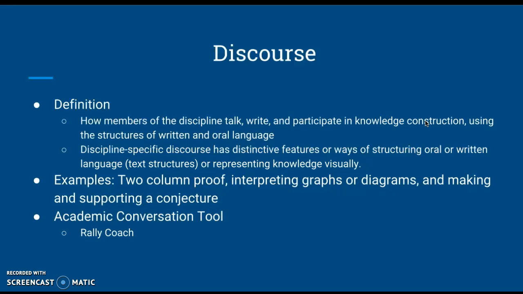It could be any type of problem, but one student has a pencil and paper, and the other student tells the student with the pencil, okay, write down 2x equals 5. Write down the next step, which is this. So the discourse in this situation is that they're talking to each other. One is talking, one is listening and writing. And with this tool of Rally Coach, it's a good way to enhance your discourse in your lesson plan in math.